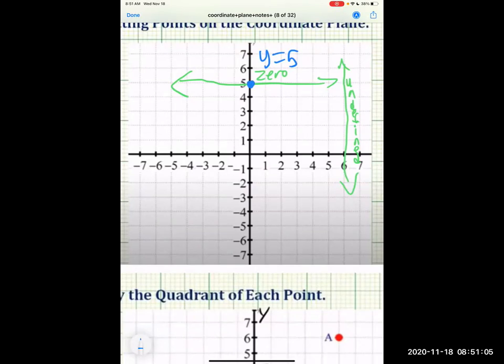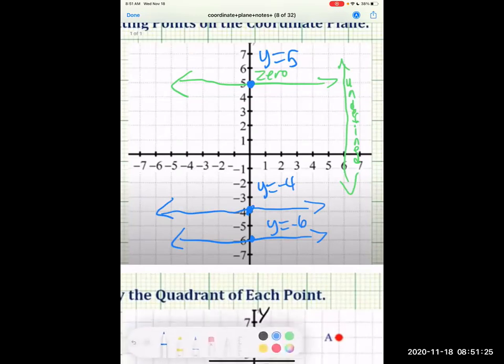Let's do another example before we move on to undefined. Whenever we see a horizontal line, we look at where it crosses the y-axis, and we write y equals that number. Let's do one more. Y equals the number it crosses on the y-axis. That's how it works for horizontal lines.